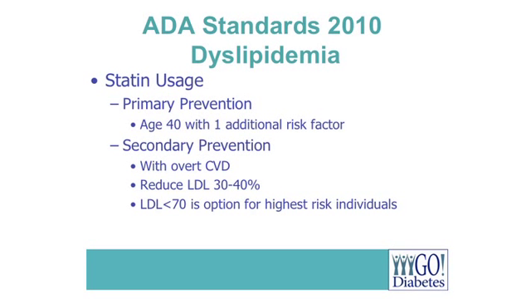Secondary prevention, if they have overt cardiovascular disease, you need to put them on something no matter what. Reduce their LDL by an additional 30 to 40% from wherever they are, shooting for an ultimate goal of less than 70 in the highest risk individuals. So that's just a summarization of what we were talking about.